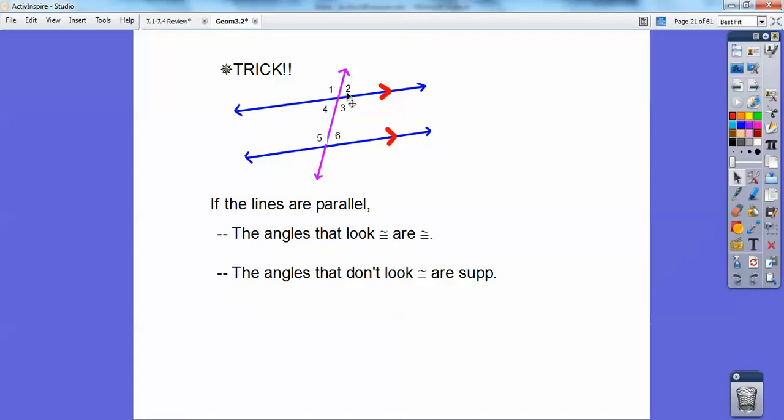4 and 2, they're both acute angles. They look like they're congruent, and they are. 4 and 6 are congruent. 5 and 1 are congruent, and so on. So they're either congruent or supplementary.